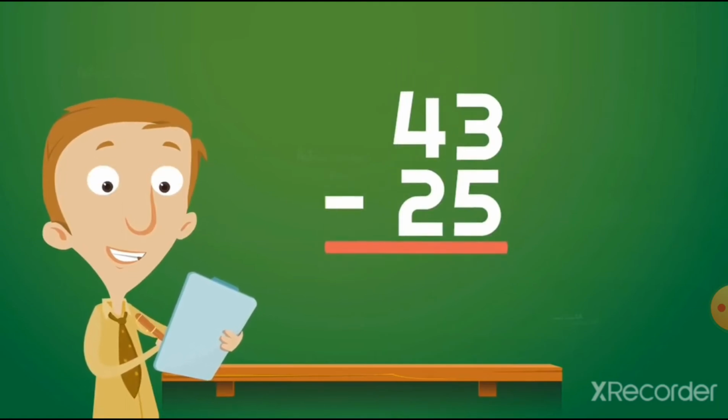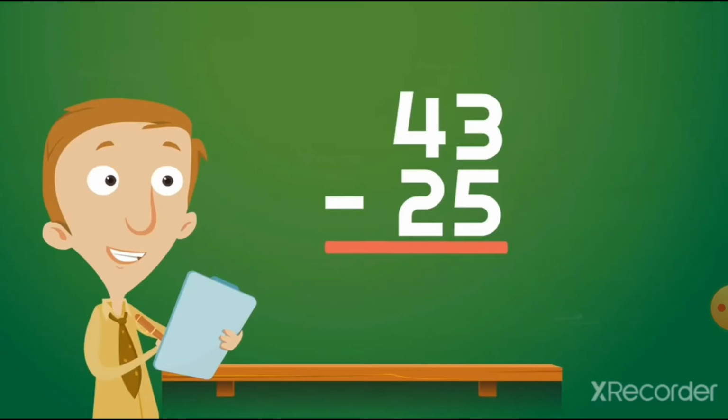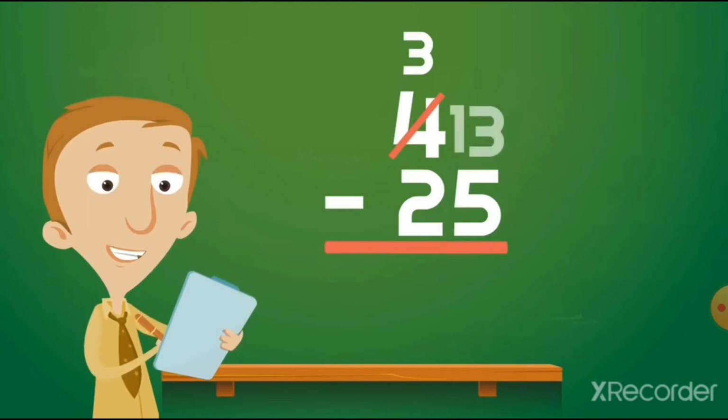Here is one more example, which is 43 and 25. So let's see the ones column first, the 3 and 5. You can see the 5 is on the bottom and it is the bigger number, and here is the time to regroup because 3 is a small number and 5 is a bigger number. So what should we do now? Let's take one from the tens column. Now 3 will be 13. So we cut one from the tens column, don't forget it. So here 3 will be 13.